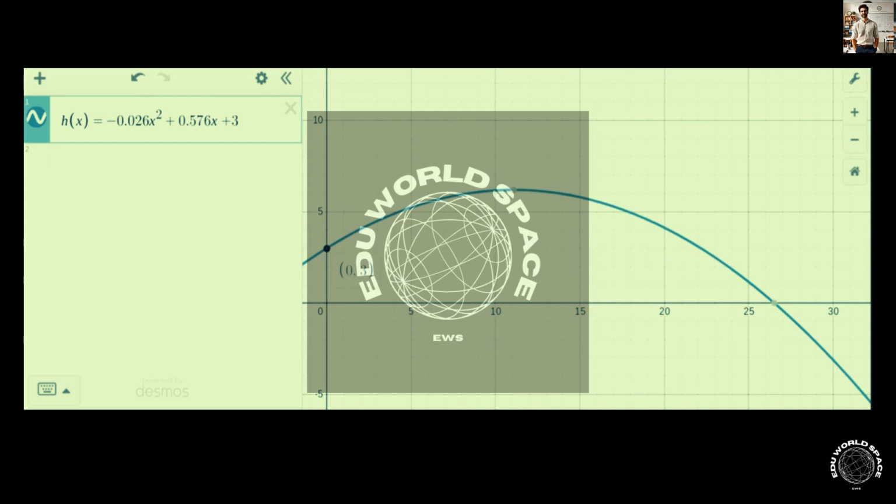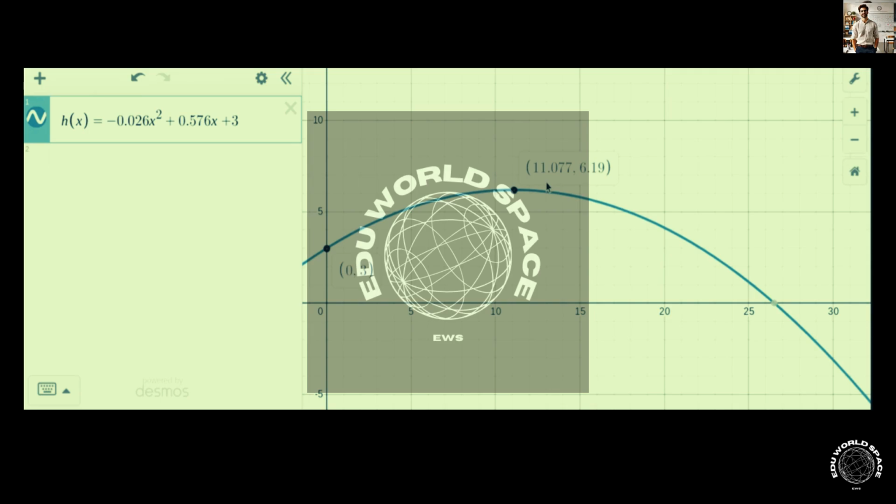So for part A, it asks at what horizontal distance from the point of launch does the maximum height occur, rounded to 2 decimal places. Well, this is the maximum height, so it'll be at 11.08. If it says to round to 2 decimal places, or 1 decimal place, I apologize, 11.1 will round up here. So 11.1 meters, I believe.